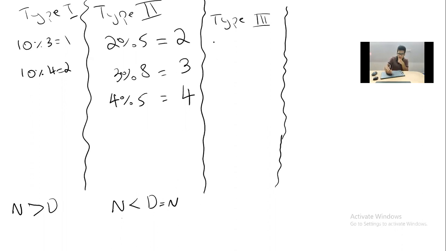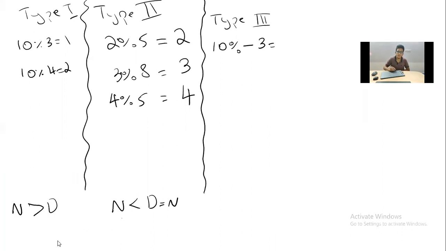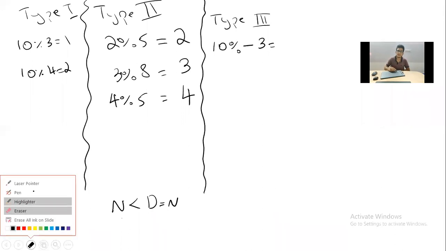Let's see. So first I'll take this example, 10 mod minus 3. What will be the answer here? We have to know that. What do you think is the answer, guys? What is 10 mod minus 3?